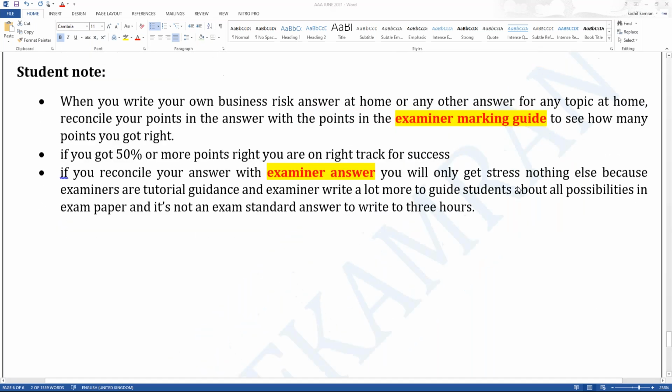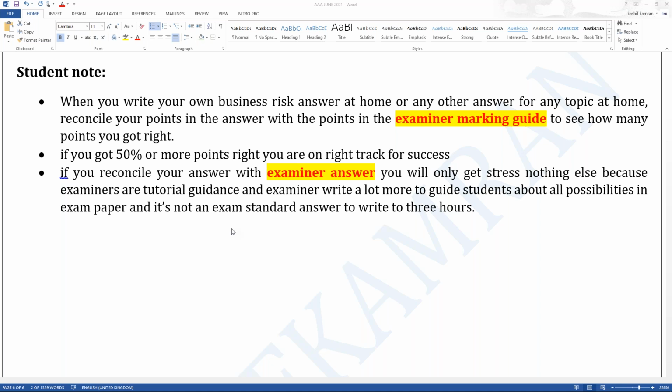I've also guided you about this in my previous webinar, March 21. When you compare your answer with the examiner answer, the only thing you get out of it is stress and demotivation, because you are unaware that the examiner tells you this is tutorial guidance and the examiner writes everything.